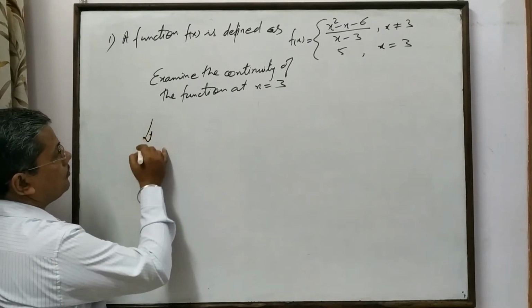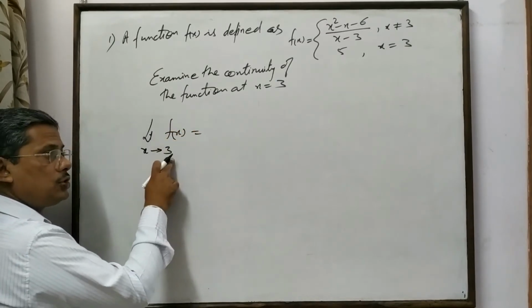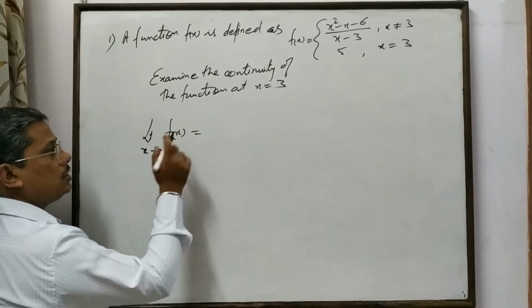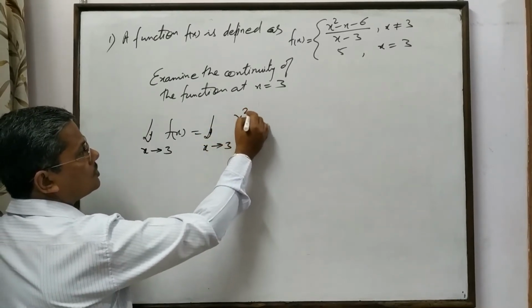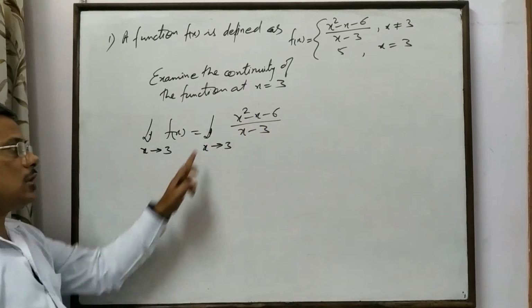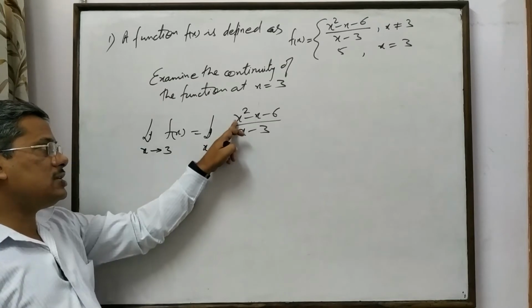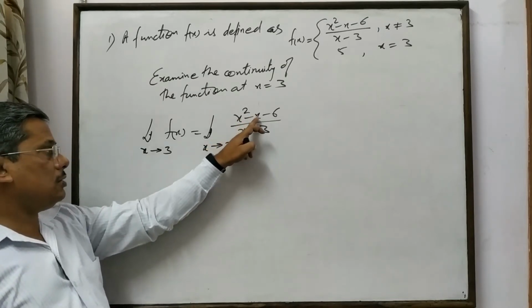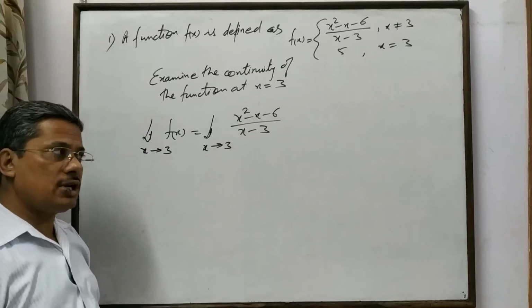So limit x tends to 3 f of x. Now tending to 3 means x is not equal to 3. If x is not equal to 3, f of x is x square minus x minus 6 upon x minus 3. Now both are polynomial functions. If we substitute x is equal to 3, 3 square is 9, 9 minus 3 is 6, 6 minus 6 is 0, 3 minus 3 is 0, so it becomes 0 upon 0.